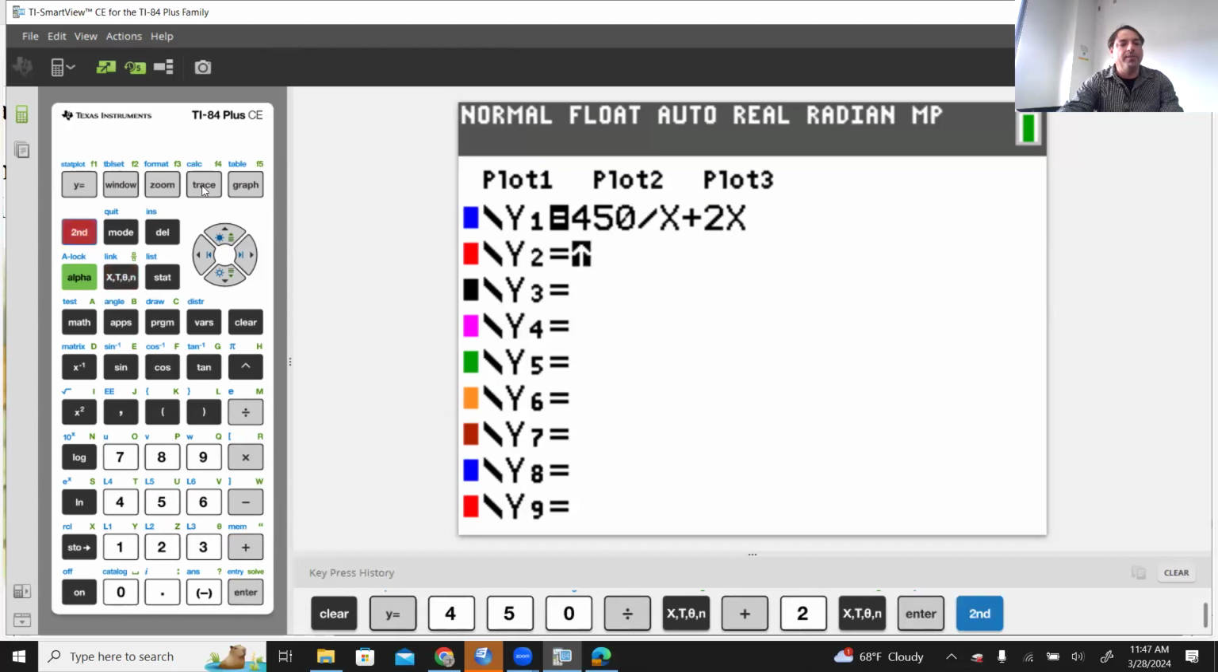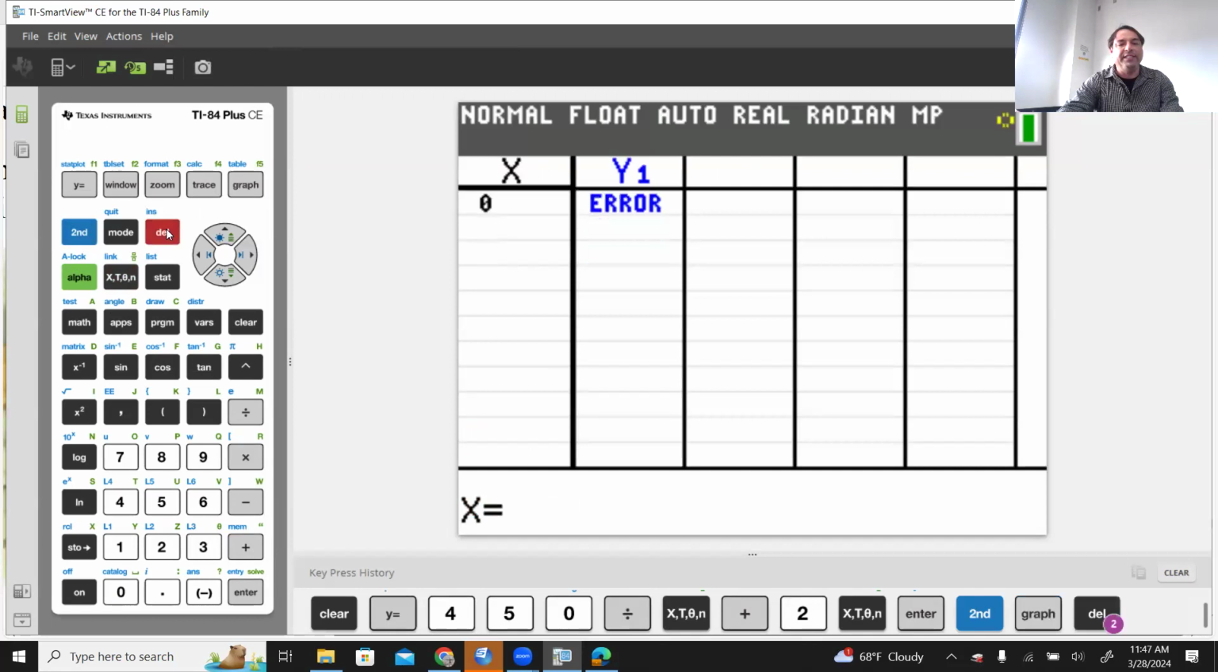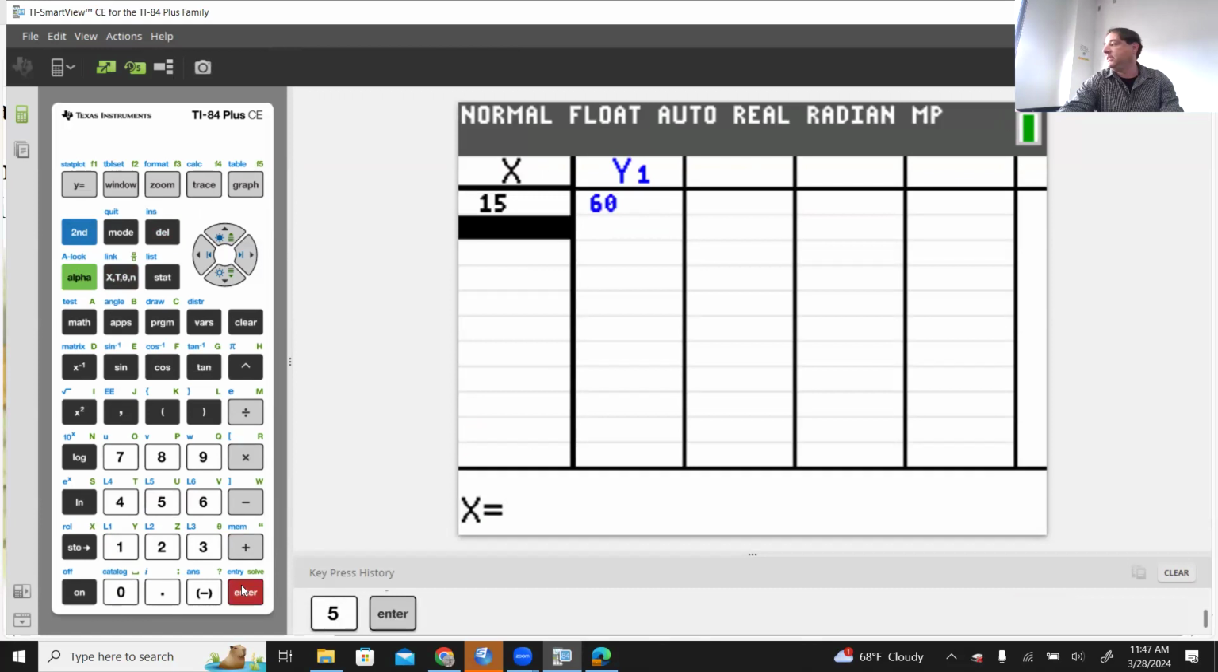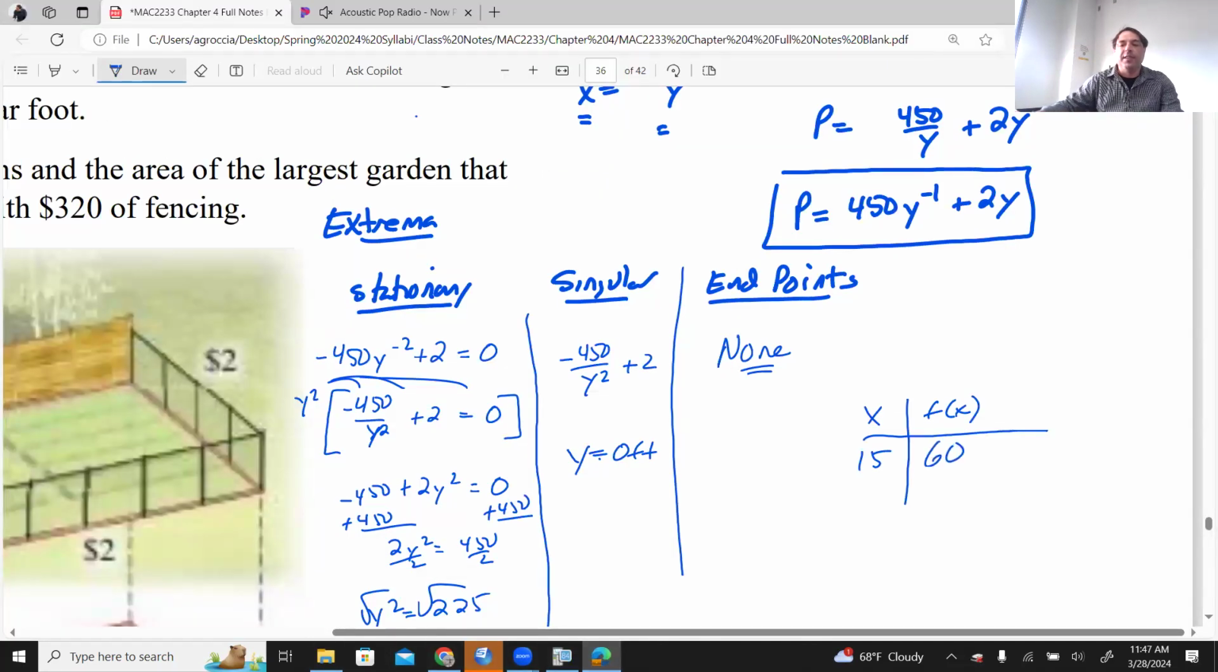And then I'm going to go to the table. We got 15, and when you plug in 15, you get 60. Okay, so we found that, and actually it's y, not x, sorry. Y is 15. And the perimeter, which is our answer, is 60 feet.